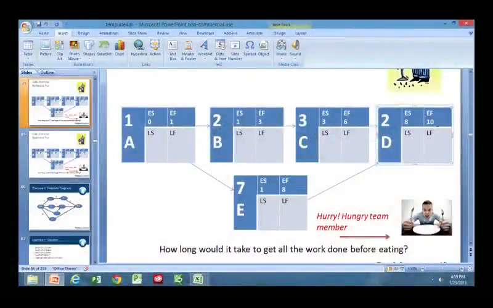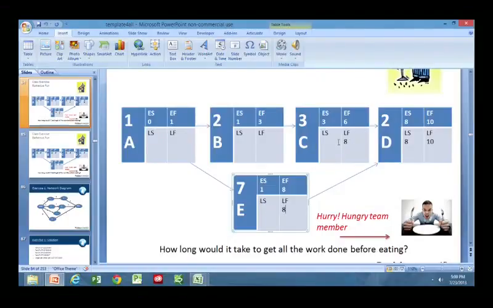So what we do in the forward pass is we come up with the EF. Now going backwards, we're going to take the EF, which is 10, and that's going to come down and become the LF. We're going to now say LF minus duration gives late start. So 10 minus 2 is going to give us 8 over here. We're going to take that 8, and that 8 will become the late finish here too. So now we've got our late finishes for C and E.